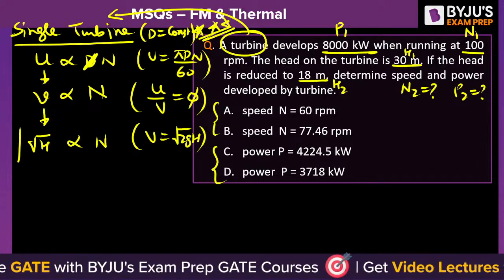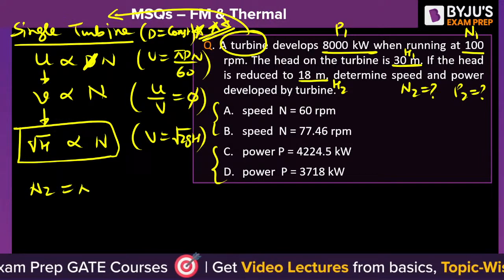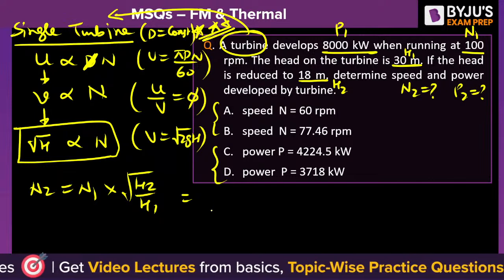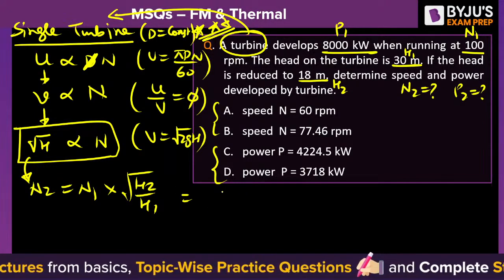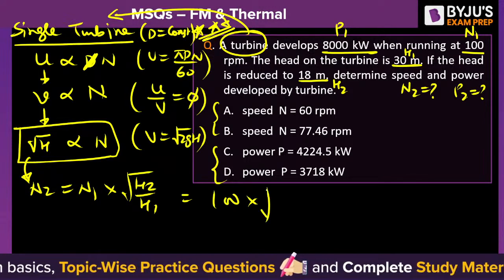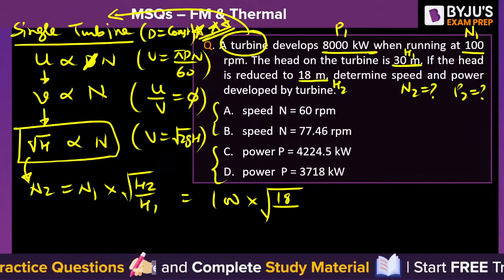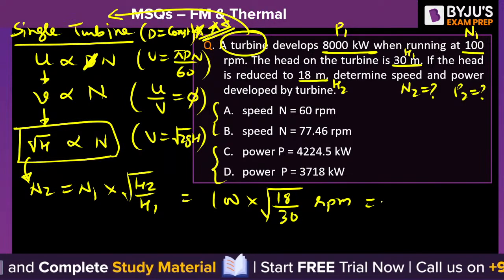So this is the relation: N2 is equal to N1 into under root of H2 by H1. From here we can write the equation. What is N1? 100 into what is H2? 18 divided by what is H1? 30. That is RPM. Can you solve it?